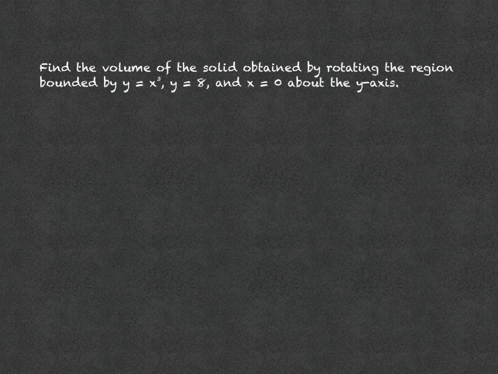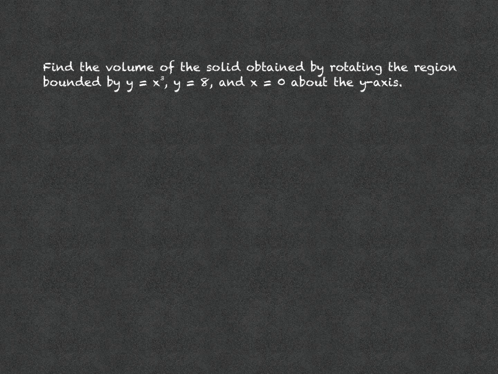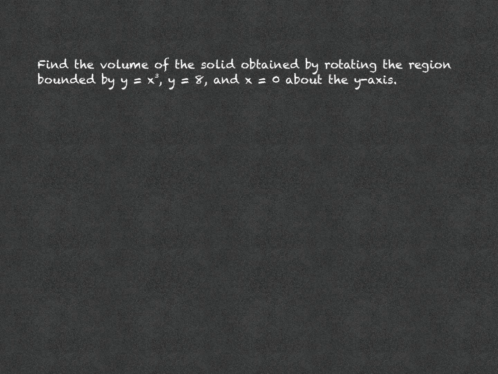So this one says find the volume of the solid obtained by rotating the region bounded by y equals x to the third, y equals 8, and x equals 0 about the y-axis. Notice that we're going about the y-axis. I did not mean to move that over. I apologize for that.